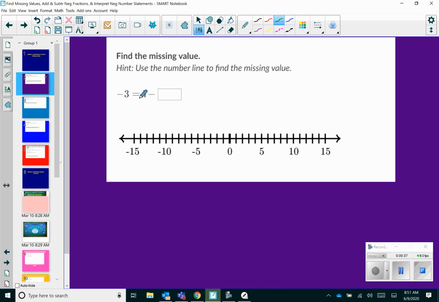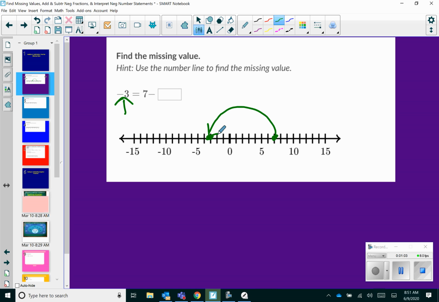So I'm going to look at my problem. I see that 7 is my starting point. So I'm going to plot a point where 7 is. And I see that my ending point, which is my answer, is -3. So I'm also going to plot a point at -3. So I'm starting at 7 and I'm going to the left and ending at -3.